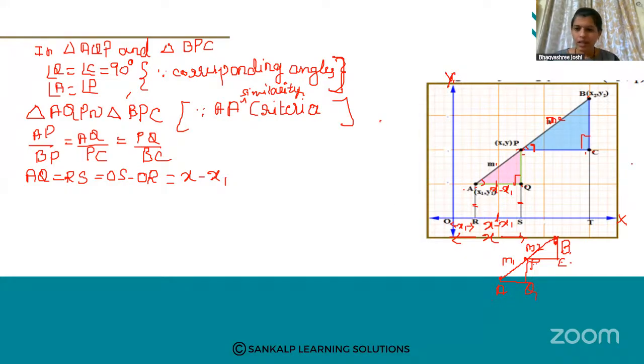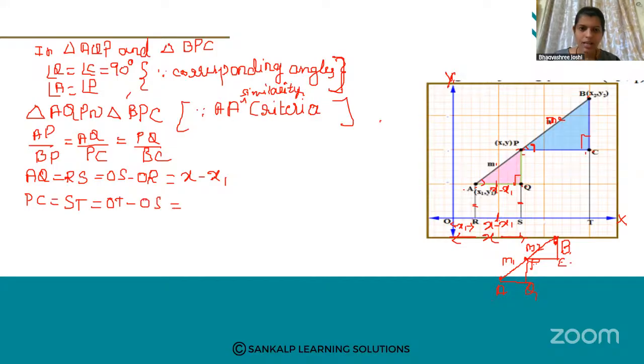Next we'll take PC. Where is PC? PC is here. So the opposite side of PC is ST. PC is equal to ST. So in rectangle PCTS, PC and ST are opposite sides, right? PC is equal to ST, right? Now how do we find out ST? OT minus OS, then you will get ST. Yes or no? OT minus OS.